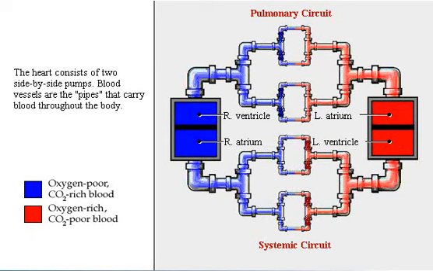From the left atrium, the oxygen-rich, carbon dioxide-poor blood is pumped out to the body by the left ventricle. When the body has depleted the blood's oxygen, the veins return the blood to the right atrium of the heart, and the cycle continues.